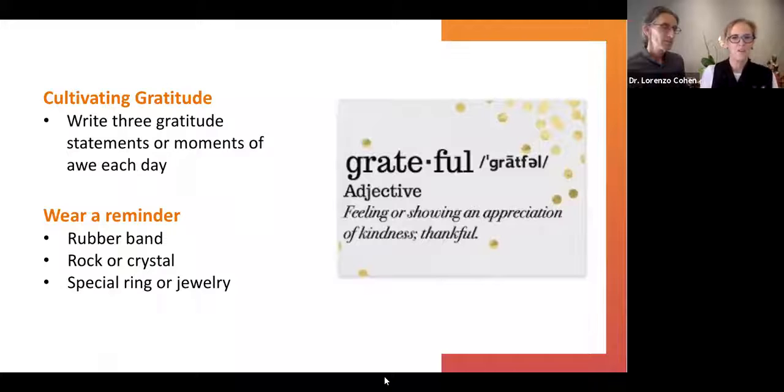And you can have a rubber band around your wrist or a bracelet. You can use rocks or crystals. You can have the special ring or the jewelry, a sticker on your computer, but I find that I just stop seeing that. And so you have to keep moving it around, but small things to remind you to really pay attention so that you realize there is something joyful that I can find today, even if it is a really tough day.